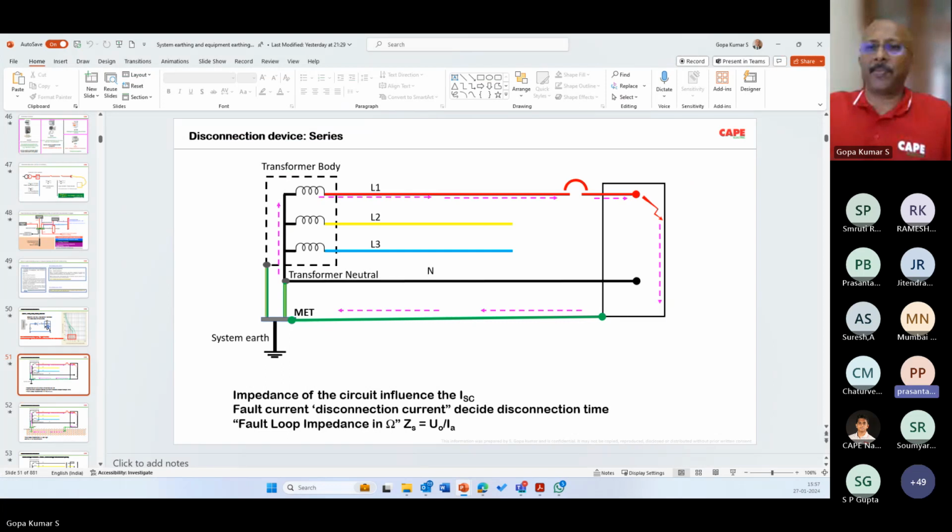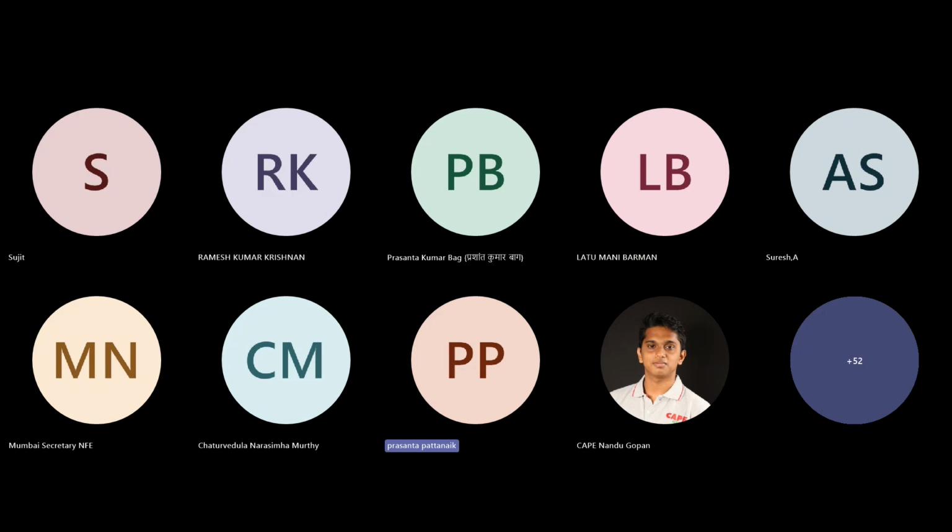Actually, let me add one or two points regarding this. First of all, for the attendees who are listening, the neutral is the common reference of an electrical system. Whenever a three-phase system comes, the common point which is considered the zero reference, we call the neutral. And regarding earthing, there are two kinds: one is called equipment earthing, another is called system earthing.